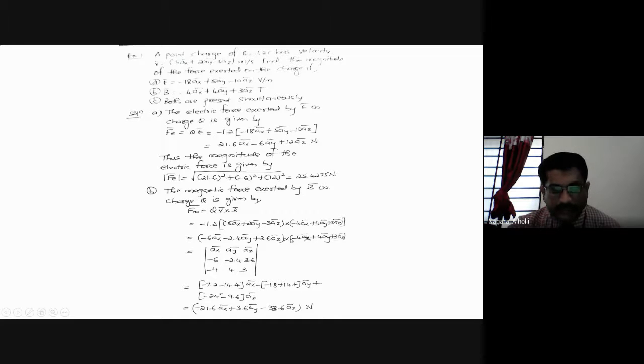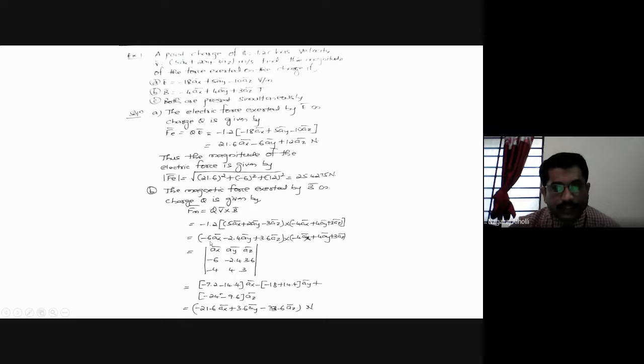Okay, this into this term, that is minus 4ax bar plus 4ay bar plus 3az bar. Next, when you bring this into a vector form, cross product, you can write the determinant for the cross product: ax bar, ay bar, az bar. It's very simple. Write ax bar, ay bar, az bar unit vectors.